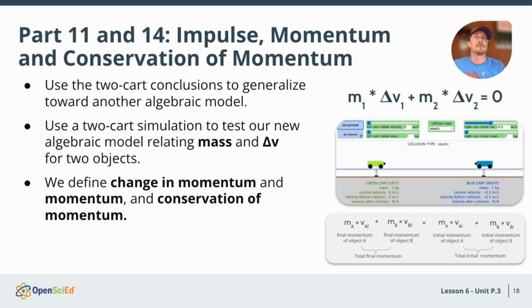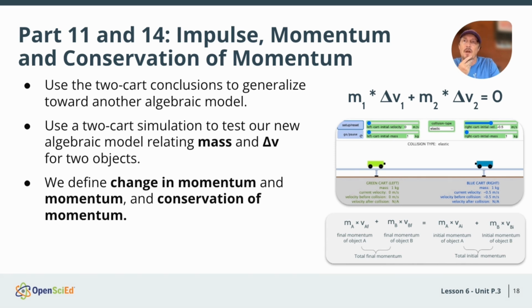In part 11 and part 14, we're using that rule to say, what if the mass isn't the same? And we use this variation on the simulation that we used in lesson 4. We smash 2 carts together and look at their change in velocity when one has a lot more mass than the other, and we see that they're related in this way.